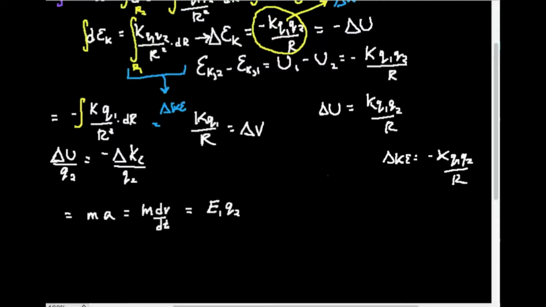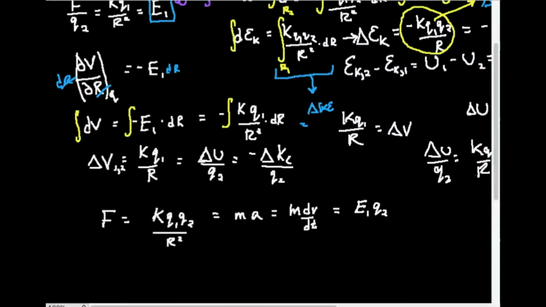But what do you notice? This voltage is the same thing as the potential energy divided by Q2, right? So what that means is if I were to divide the potential energy by Q2, that would be KQ1 over R, which is the voltage or the potential, right? So that's another relationship that we have. If you want to find the voltage, you take the potential energy and divide by the other charge. Which also means that because delta U is the negative of the change in kinetic energy, the potential energy over Q2 is the negative of the change in kinetic energy over Q2. Okay?